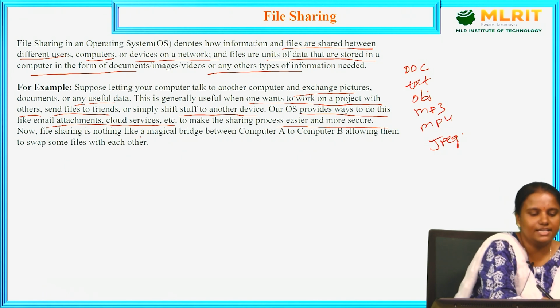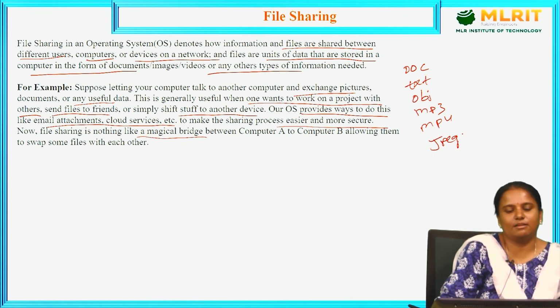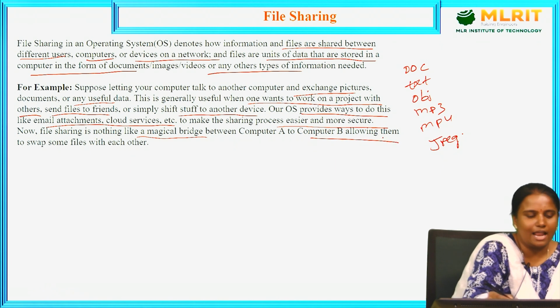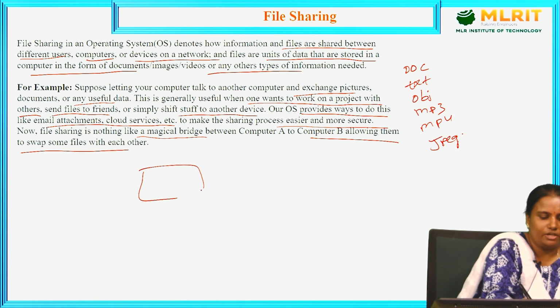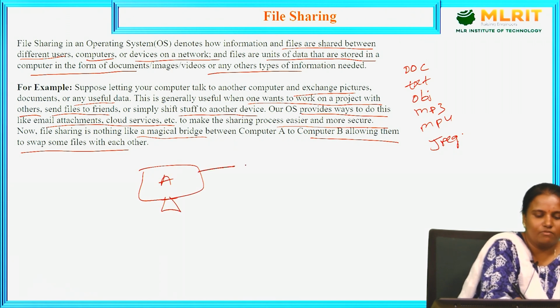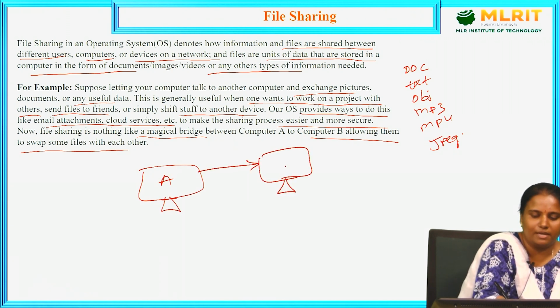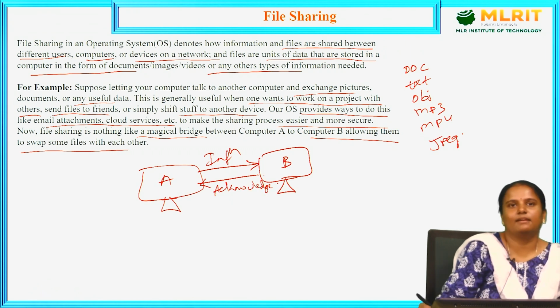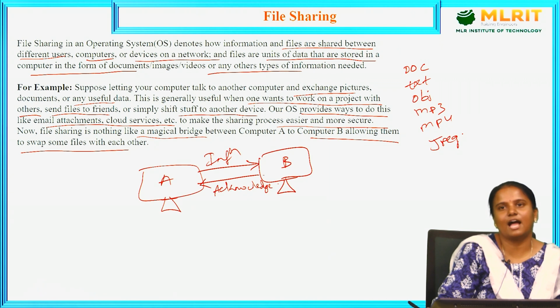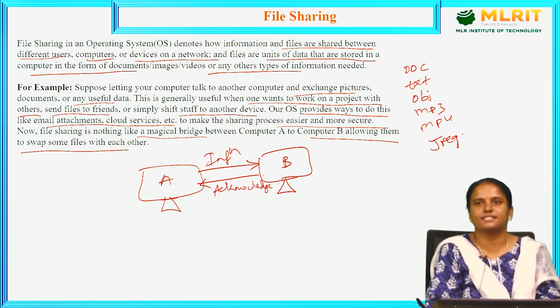Now, file sharing is like a magical bridge between computer A and computer B, allowing them to swap files with each other. Suppose computer A wants to send information to computer B. It sends a request for the required data, and computer B sends an acknowledgement, giving a response back to computer A. This is how you share information from one system to another system.